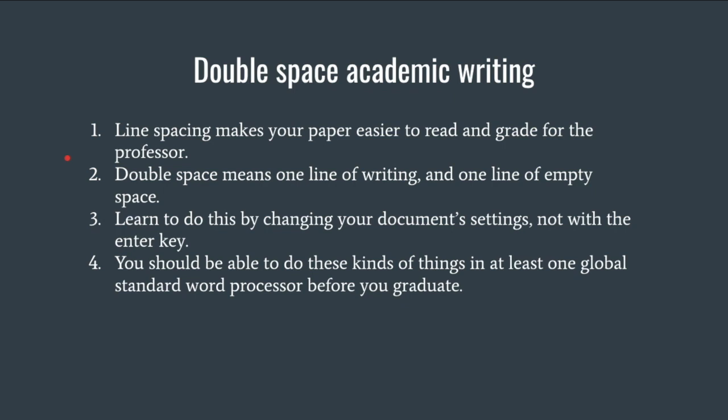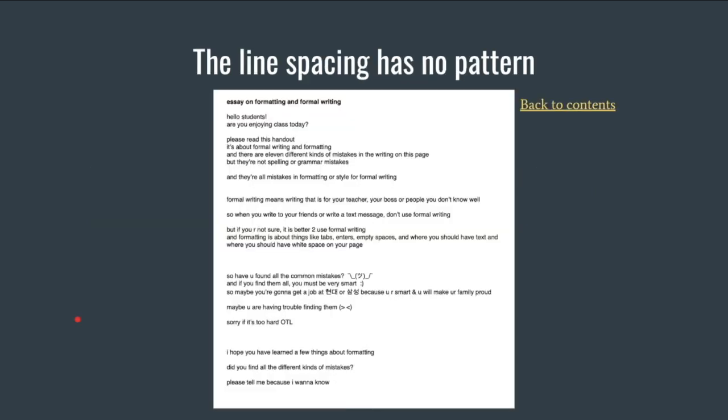And once you learn how to change your document settings, we really recommend that you learn how to do that in at least one global standard word processor, one of the Microsoft or Google Documents or the Mac Pages. Right. At least one global standard word processor, just in case you're applying to a global company that doesn't use the Hanword programs. Right, or if you're applying to graduate school in another country or you're abroad, any of those things. Let's take a look for a second at how to do that in your document settings.